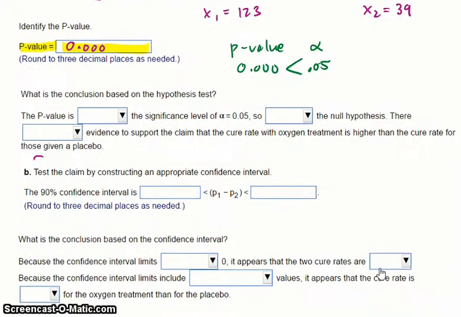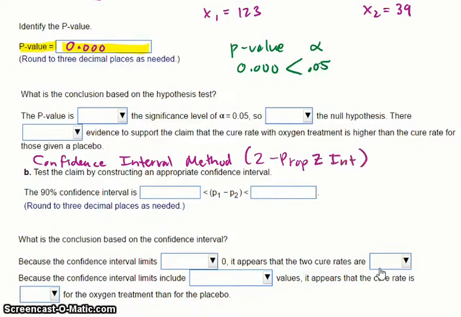So the second method is the confidence interval method. In this case, because we're dealing with two proportions, the function we're going to use is called 2PropZInt, for 2 proportion z interval. Also take note the confidence level is 90%, so it's a 90% confidence interval. Again, we're estimating the difference between p sub 1 and p sub 2. So let's see how that looks.